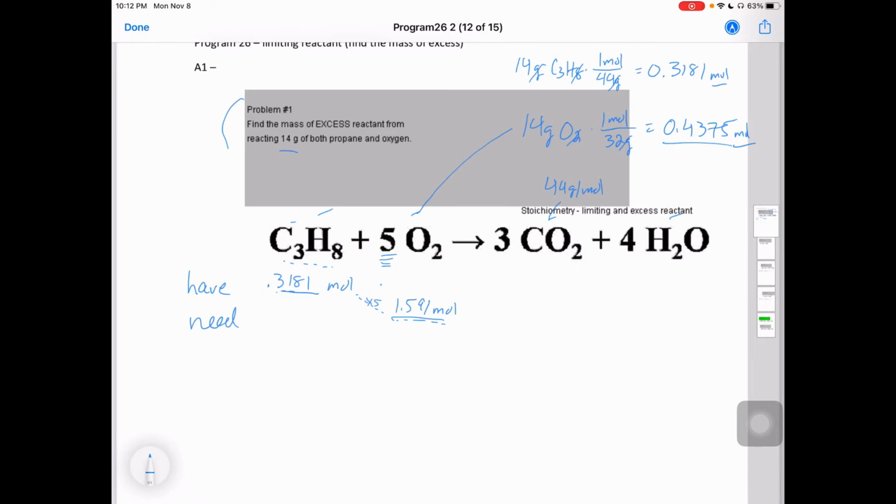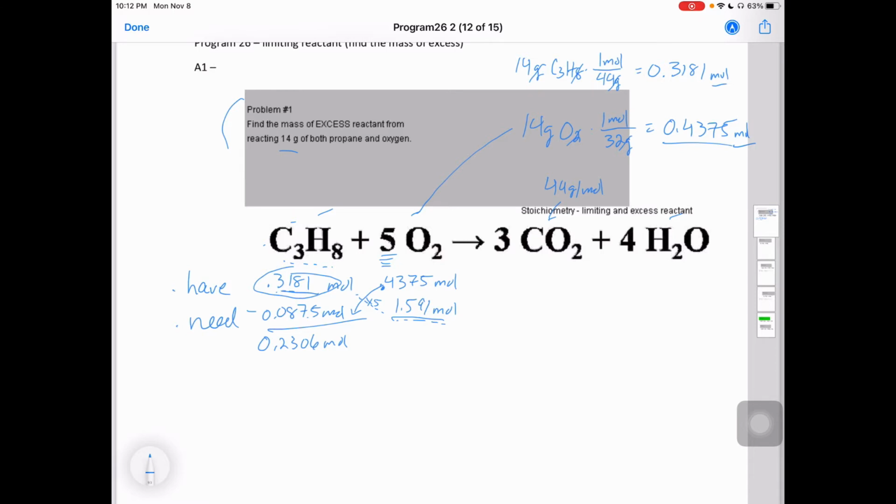So I've got 0.4375 moles. And if it's a 1 to 5 ratio for propane, I need 1/5 as much going this way. 0.4375 divided by 5 is 0.0875 moles. The reason I like my have-need: in propane, I have more than I need. So I've got excess. 0.3181 minus this is 0.2306 moles, which I will later convert back to grams.